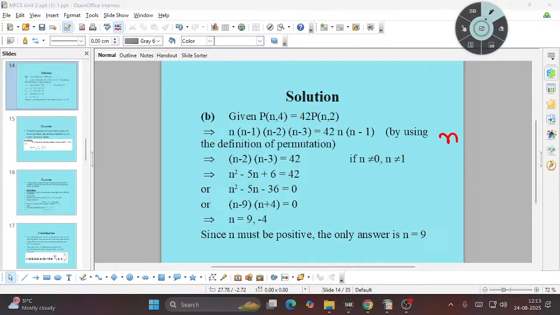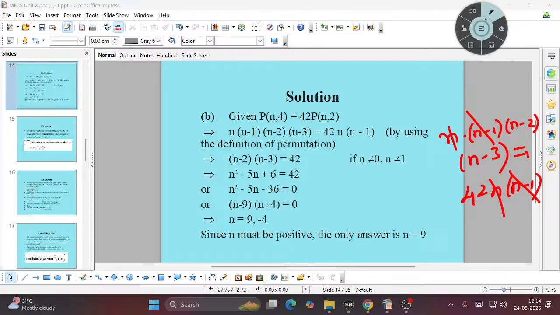See here, n into n minus 1, n minus 2, n minus 3. Why did I take this? Here I have given P of n comma 4. 4 means you have to backtrack 4 times: n, n minus 1, n minus 2, n minus 3. Here it is given nP2, sorry n comma 2, which is equal to 42 of n into n minus 1. Clear? So this n minus 1, this n minus 1 will go. This n and this n is gone. So what will you get here? n minus 2 into n minus 3 is equal to 42.